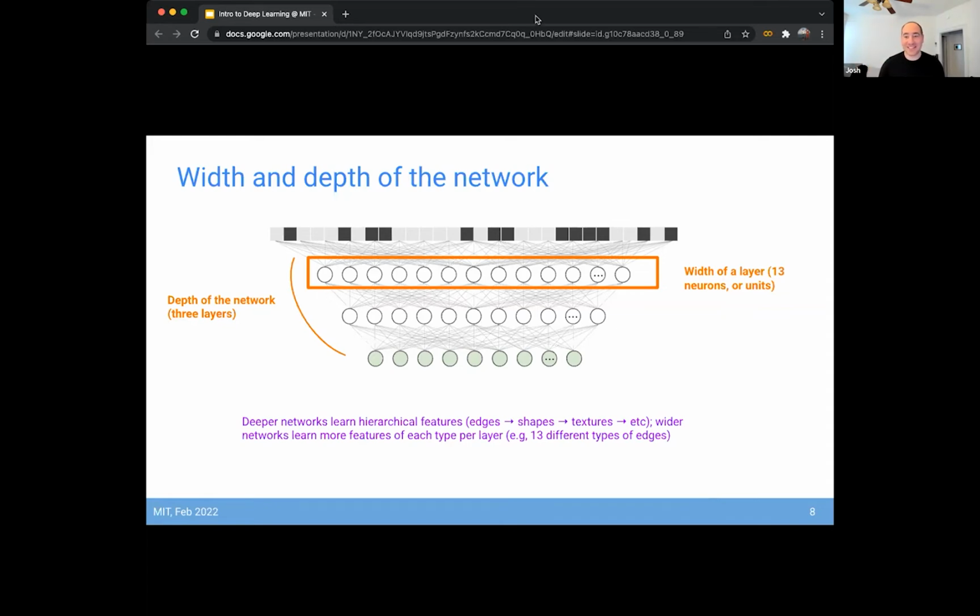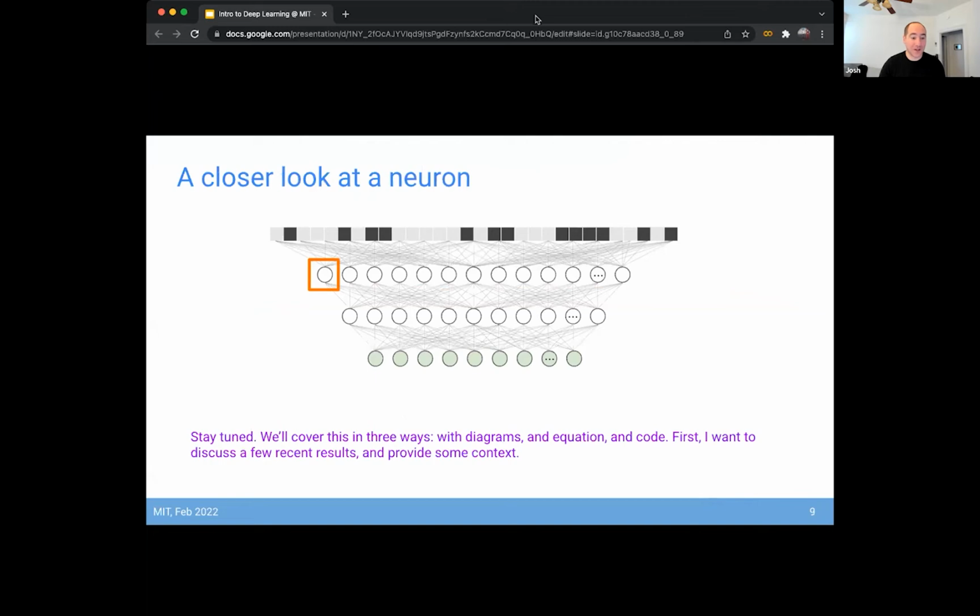It can be a little difficult to get intuition for how these networks work. What I wanted to do is just to zoom in a little bit to show you what's happening inside a neuron. And so let's take a look at a single neuron.